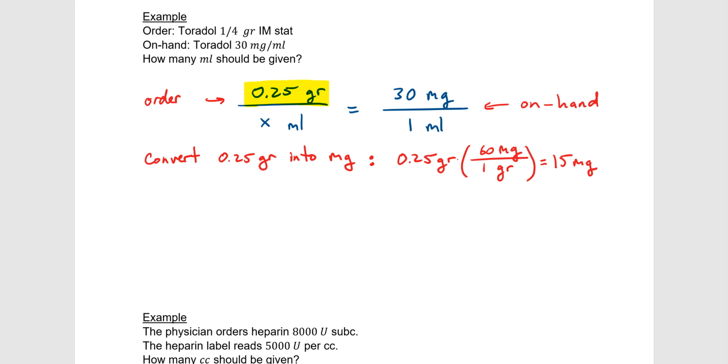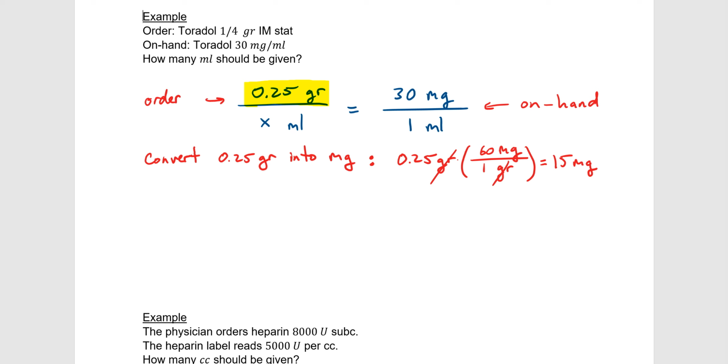So when we convert the 0.25 grains into milligrams, we have the conversion factor here. And I set it up using dimensional analysis. You can set up a proportion if you'd like. So 0.25 grains times 60 milligrams divided by 1 grain. And then once again, we notice that the grains cancel. We're left with milligrams. 0.25 times 60, we get 15.